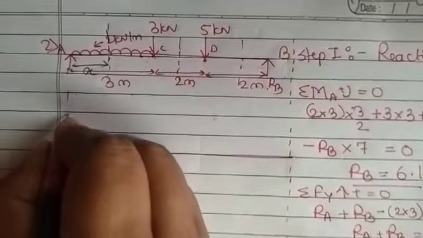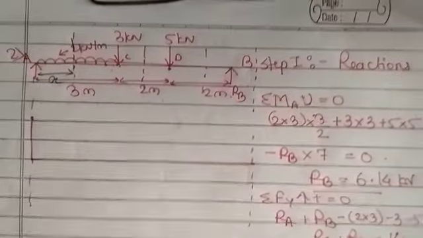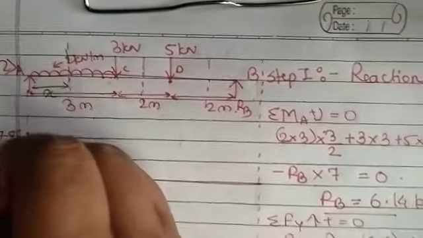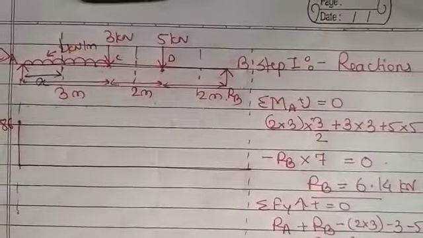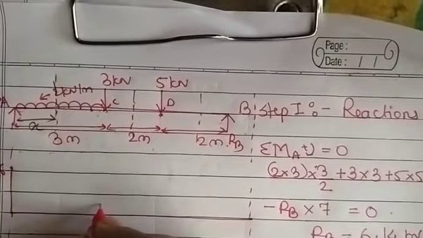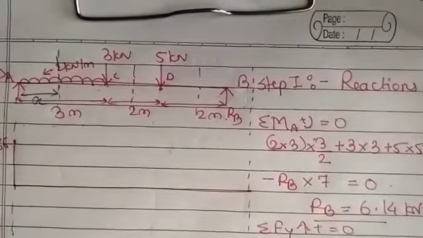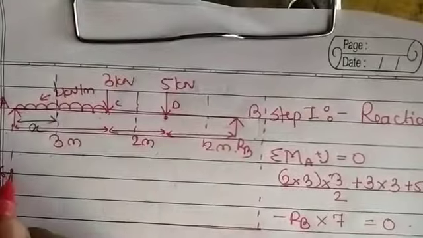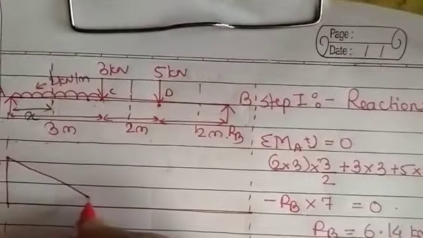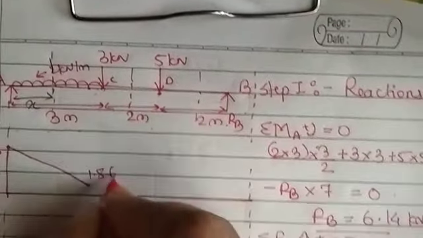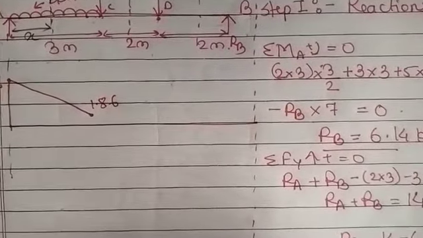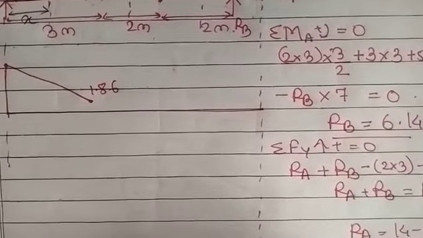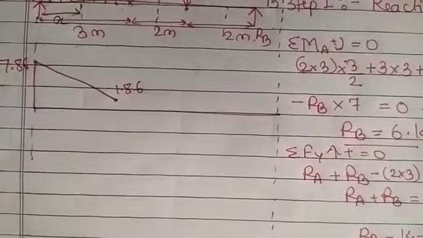Okay. So while drawing the diagram, at A there is FA equal to 7.86. At B, FB is equal to 1.86. This is FC. At C there is 1.86. So here it will come 1.86. Okay. And you can observe between C and D, the Fx is minus 1.14.